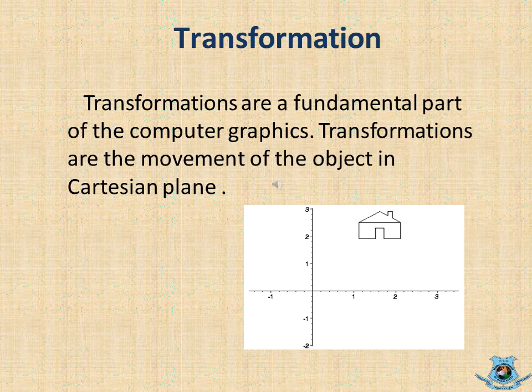Now, we will discuss the 3D transformation. Transformations are a fundamental part of computer graphics. Transformations are the movement of the object in a Cartesian plane. It is the movement of an object from one position to another. Translation is done using the translation vector. There are three vectors in 3D instead of two. These vectors are in X, Y.